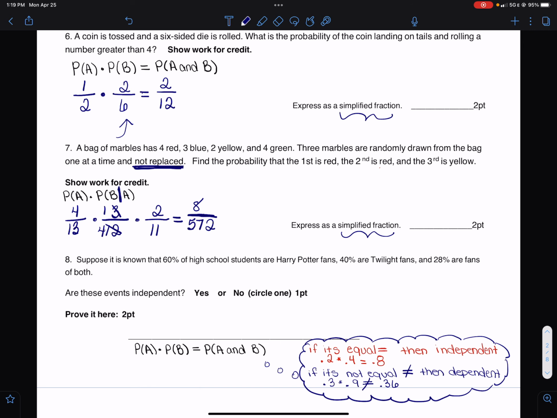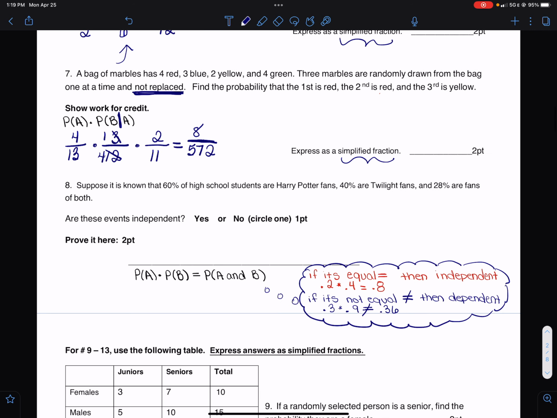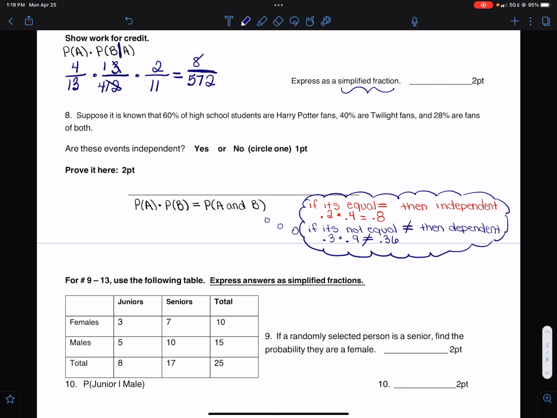All right, number 8. Now here's where I saw a lot of mistakes on this one. On this one here, you're not just identifying whether it is independent or dependent based on what you read. You actually need to use the formula, okay? So suppose that it is known that 60% of high school students are Harry Potter fans, 40% are Twilight fans, and 28% are fans of both. Are these events independent, yes or no? And then prove it. So I'm going to start with the prove it before I select my answer of yes or no.